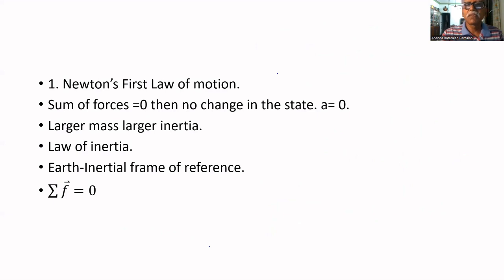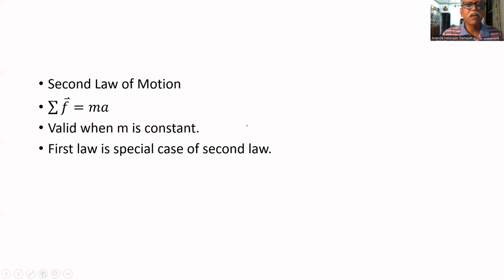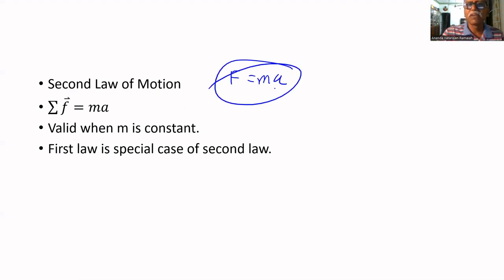Inertia means because of weight, a body is hesitant to move; if it is moving, it is hesitant to stop. That is called inertia, which is proportional to its mass. Next, the second law of motion: F equal to ma, mass into acceleration. This is true only when m is constant.